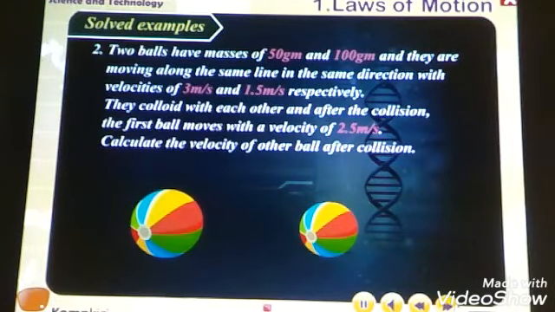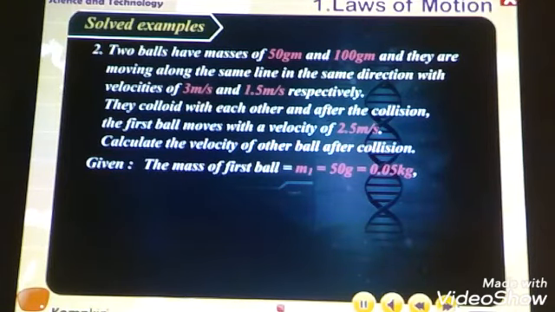Two balls have masses of 50 grams and 100 grams, and they are moving along the same line in the same direction with velocities of 3 meters per second and 1.5 meters per second respectively. They collide with each other, and after the collision, the first ball moves with a velocity of 2.5 meters per second. Calculate the velocity of the other ball after the collision.